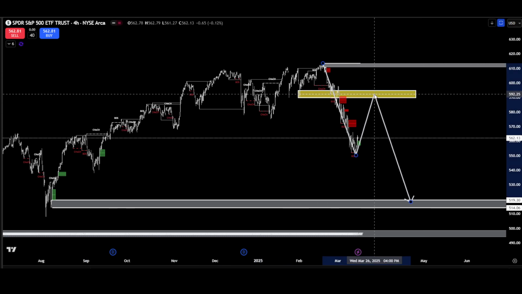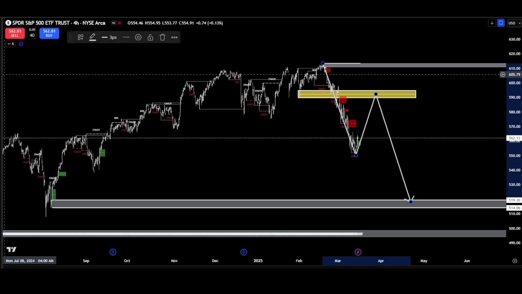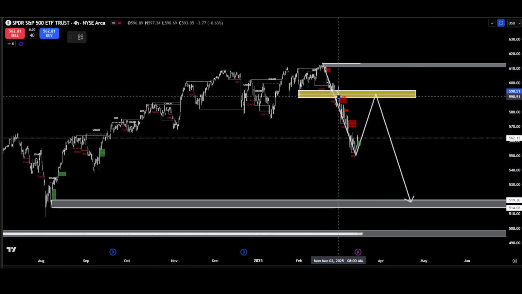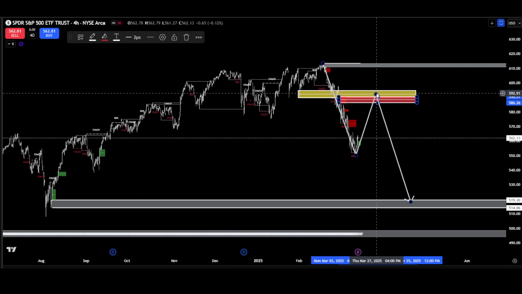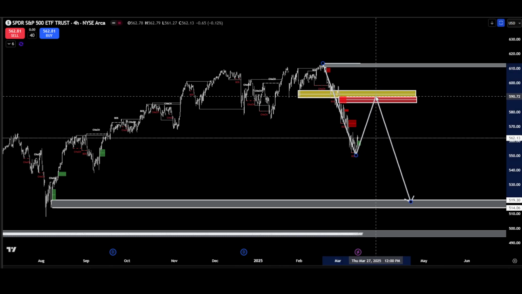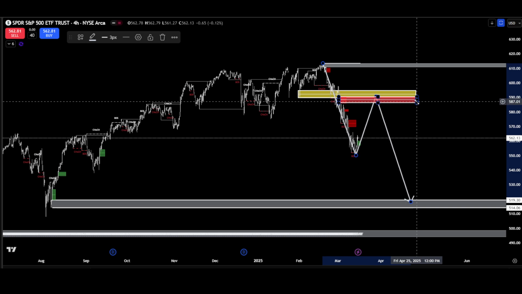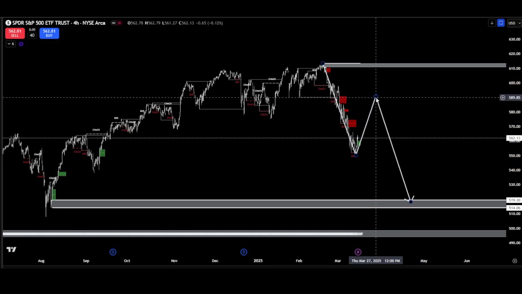Maybe we come and hit that consequent encroachment of that breaker block, or maybe we hit this 4-hour fair value gap where they overlap, right? Right there where the two overlap. That would bring some confluence to that breaker block and that fair value gap. But anyways, something like that.